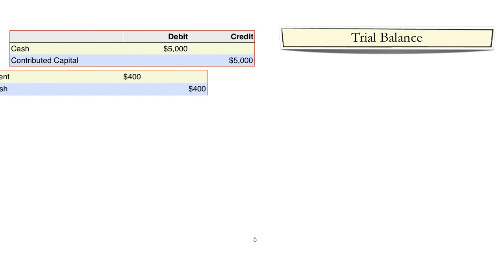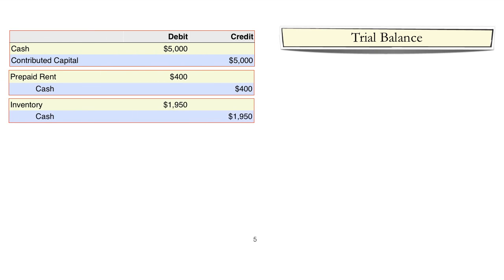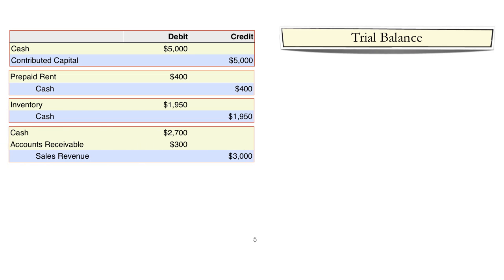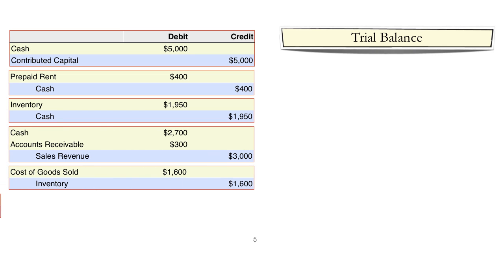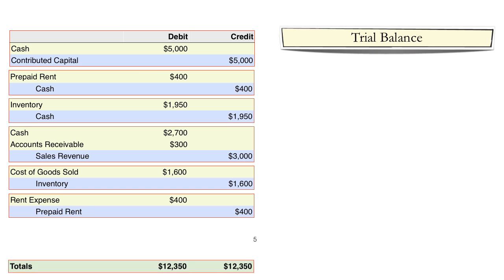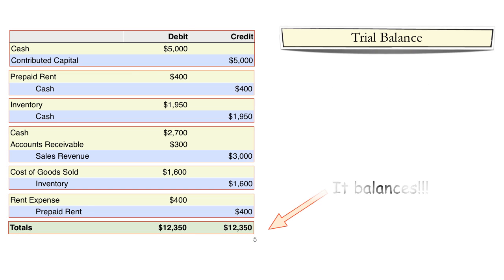Now, the trial balance is a useful device used by accountants for a couple of reasons. One is to prepare financial statements, and another is to check to make sure that we haven't had any errors enter along the way. So the trial balance, as you can see, we just take all of the journal entries and then add up all the debits and add up all the credits. And if we've been good and lucky, it balances. The debits equals the credits. Doesn't mean there aren't any mistakes, but at least it means that the debits equals the credits.